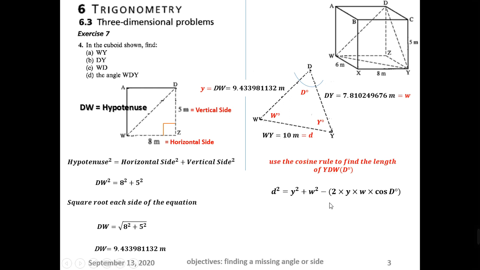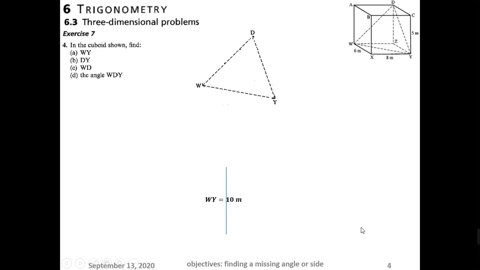YDW. So, D squared is equal to, what are the other two sides? W and Y. Y squared plus W squared minus, in brackets, 2 times Y times W times cosine of angle D capital. Okay, I just wanted to make it a little bit bigger here so that we can work it out.